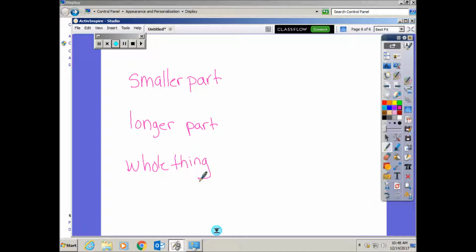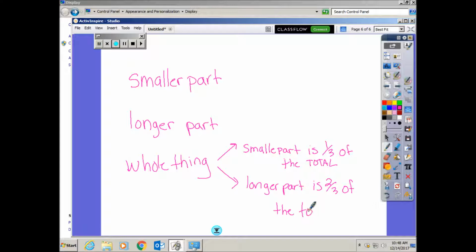If you are talking about the whole thing, the smaller part is 1/3 of the total, the whole thing. And the longer part is 2/3 of the total. Okay? So, if you are given the whole median, and you're asked to find the smaller part, it's 1/3. If you're asked to find the larger part, it's 2/3.